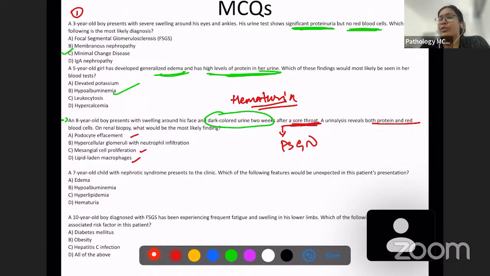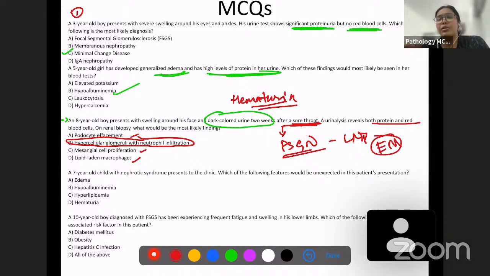And what do we see in post-streptococcal glomerulonephritis in light microscopy? We are going to see hypercellular glomeruli with neutrophilic infiltration. So this is the answer. If they ask what will you see in electron microscopy, we are going to say subepithelial humps.